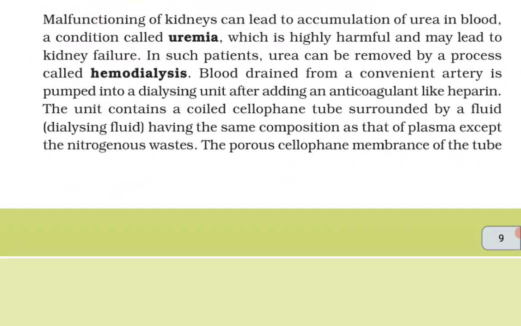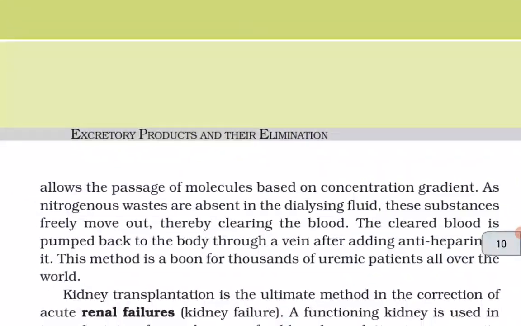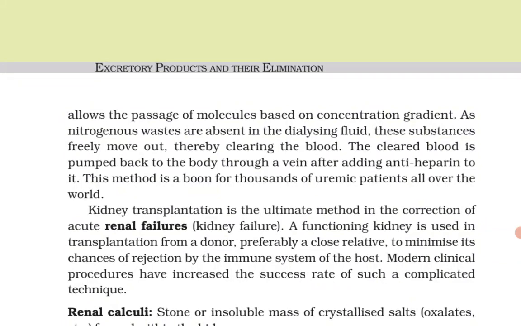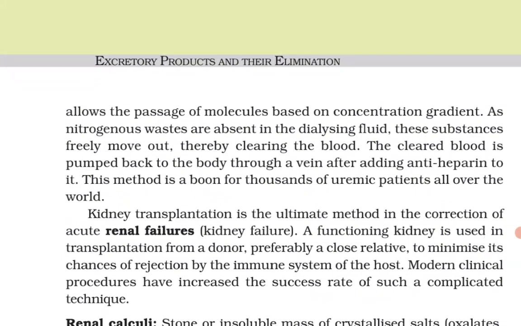The porous cellophane membrane of the tube allows the passage of the molecules based on the concentration gradient. As nitrogenous waste are absent in dialyzing fluid, these substances freely move out, thereby clearing the blood. The cleared blood is pumped back to the body through a vein after adding antiheparin to it. This method is a boon for thousands of uremic patients all over the world.